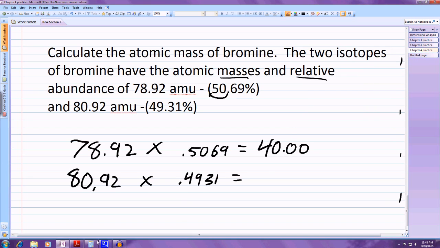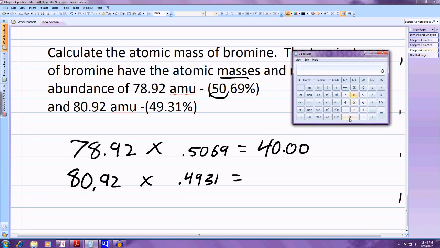Alright, let's do the next one. 80.92 plus 0.4931 equals 81.4. Apparently we made a mistake there somewhere. So let's go again: 80.92 times 0.4931 equals, there we go, 39.90.